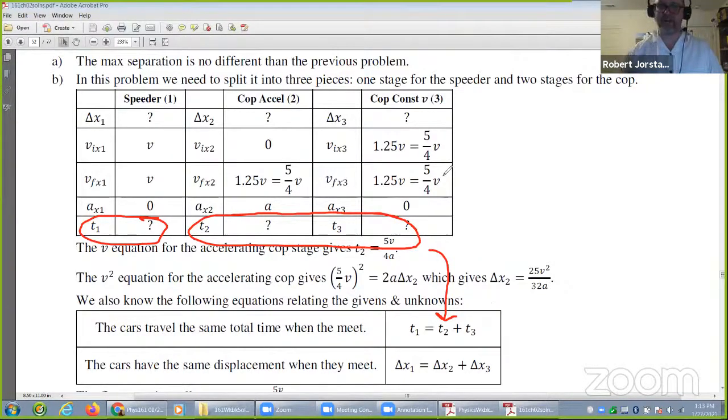Realistically, cops do not accelerate for infinite time. Usually at some point they get going really fast and then they stay at that speed. All right. Furthermore, we get this ugly equation here.